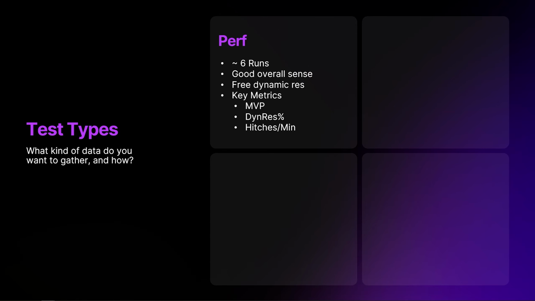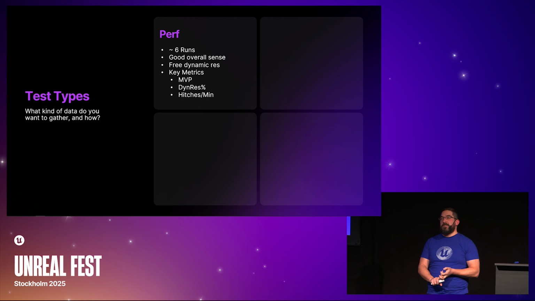So the perf test type is a good overall gut check. On supported platforms, it will run with a free dynamic resolution. The key metrics that we'd be looking at are going to be things called missed vsync percent, the dynamic resolution percentage, and hitches per minute.